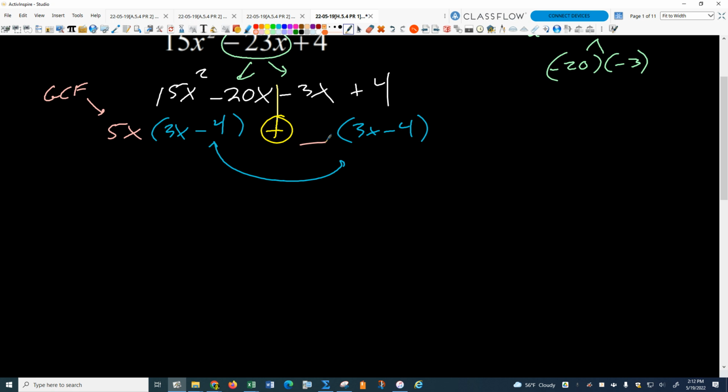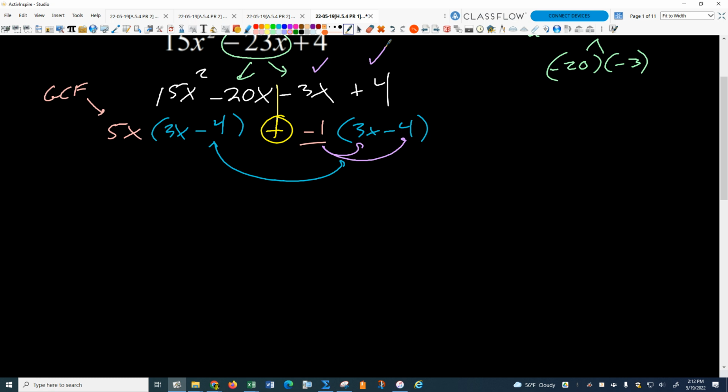What goes out front in this case? Negative 1. Good. So we want to figure out what I have to undistribute to make that happen, and it would just be a negative 1. And then we'll check it by distributing the negative 1. Negative 1 times 3x is negative 3x. Negative 1 times negative 4 is plus 4. So it worked, right?